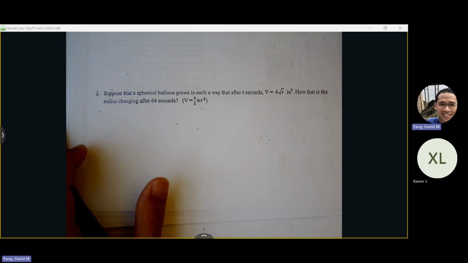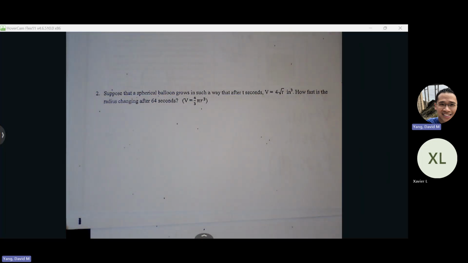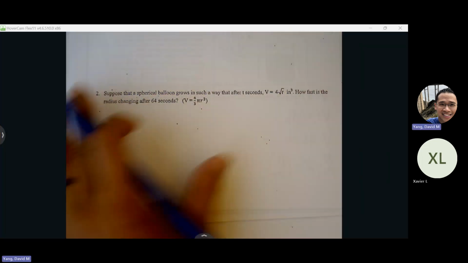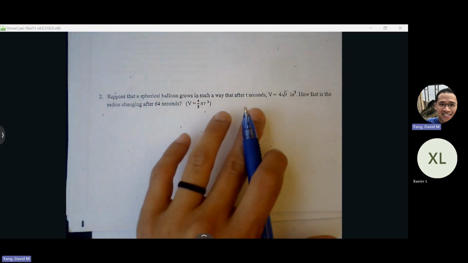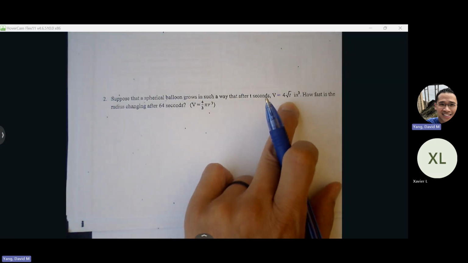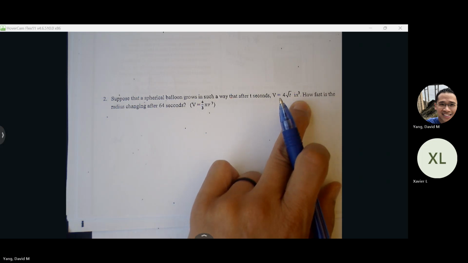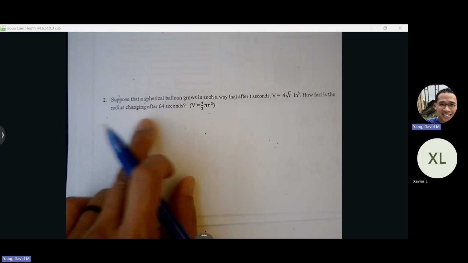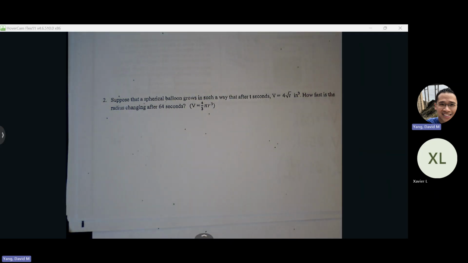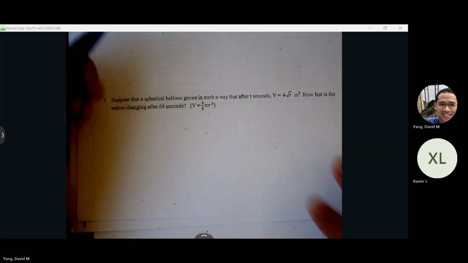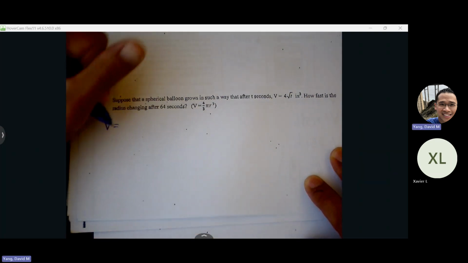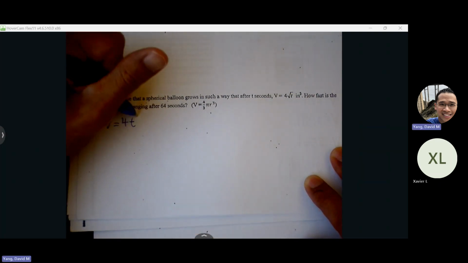It says, suppose, this is a little bit different, but this is also good too. Suppose that a spherical balloon grows in such a way that V is equal to 4 root t cubic inches per second. How fast is the radius changing after 64 seconds? So V is equal to 4 root t, which is 4t to the 1/2.